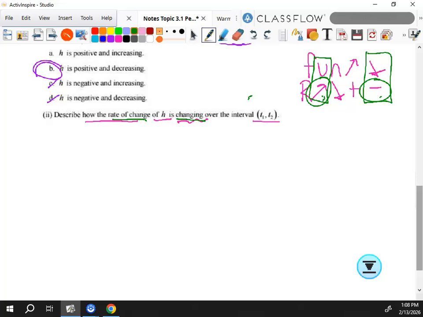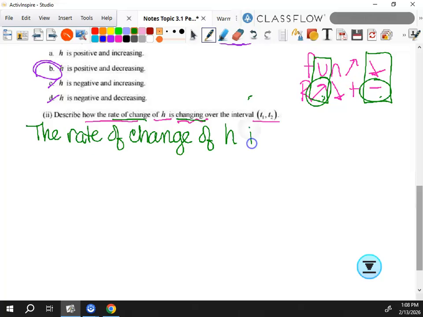All right, so let's answer, how is the rate of change changing? I can say the rate of change of H is increasing. Now, is the rate of change always increasing in this function? No. It's increasing on T1 to T2. That's all we really care about anyway, right? So I'm just talking about that part. I've answered it. The rate of change of H is increasing on T1 to T2.